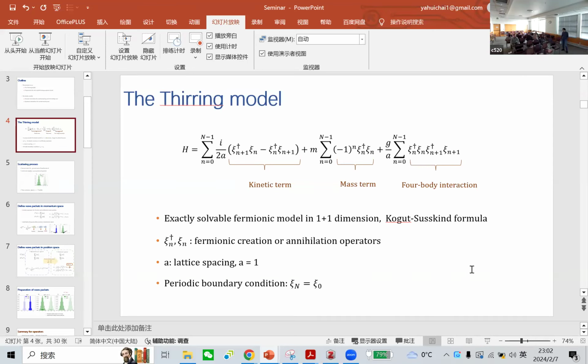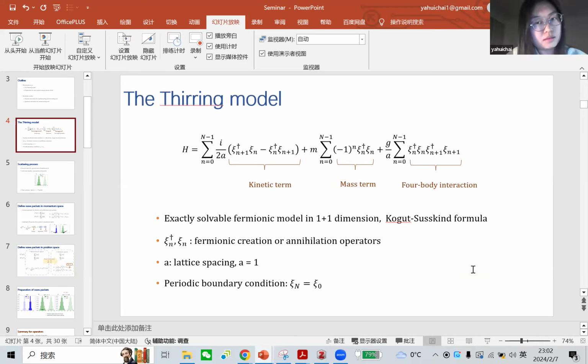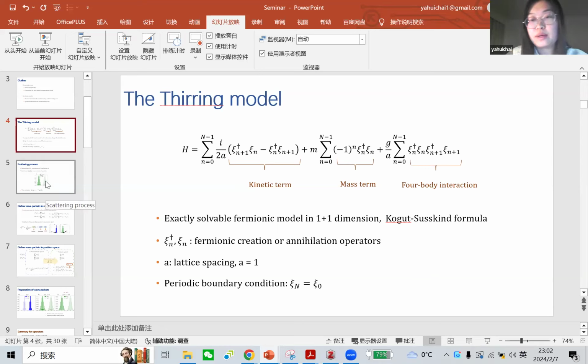Does it also have confinement? No. There can be single fermions in this theory, and that's why we can study fermion scattering. Okay, thank you. It's a very nice talk.